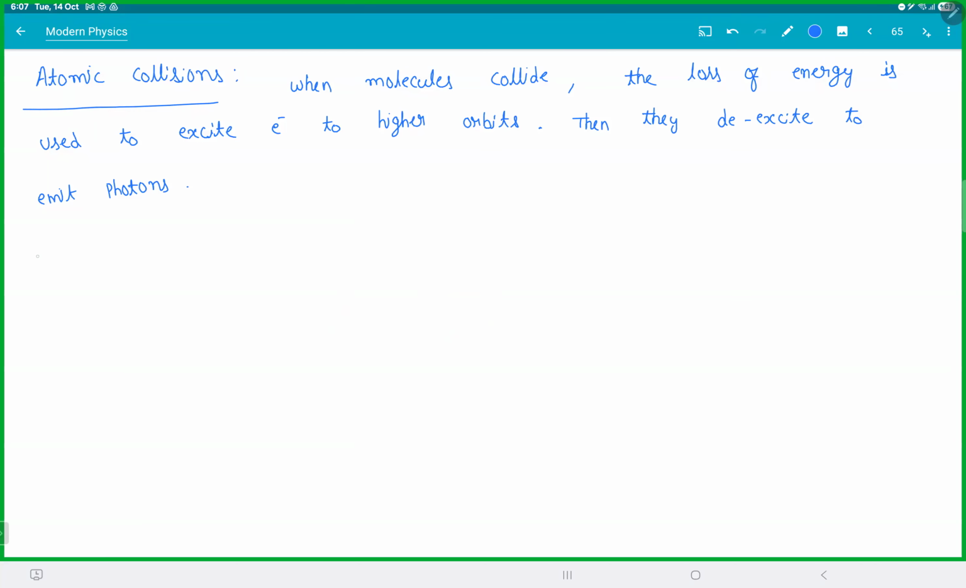So let me explain this with an example that will be better. Let's say we have a hydrogen molecule going with speed v, and there's one more hydrogen molecule at rest. And let's say this is a head-on collision. So if both the molecules collide perfectly inelastic, they stick together and they form an H2 molecule. Consider a hydrogen atom.